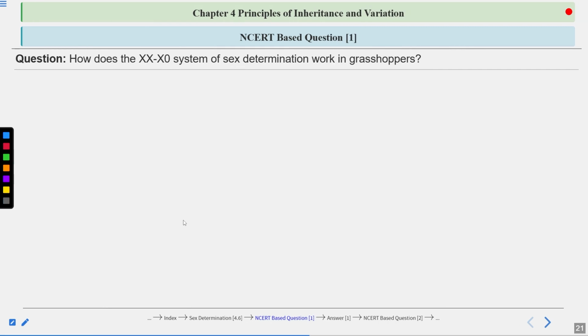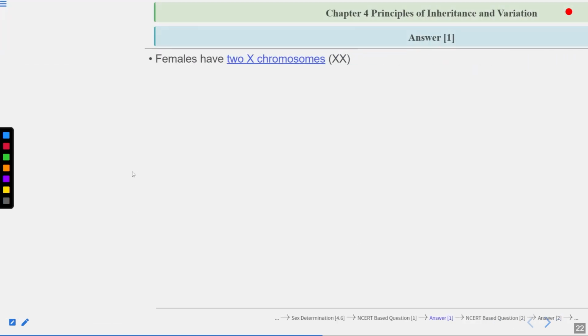Now let's discuss some NCERT based questions from these topics. So these questions are from this topic, sex determination mechanism. The first question is, how does the XX-X0 system of sex determination work in grasshoppers? So what would be the answer to this question? Let's have a look at the answer.